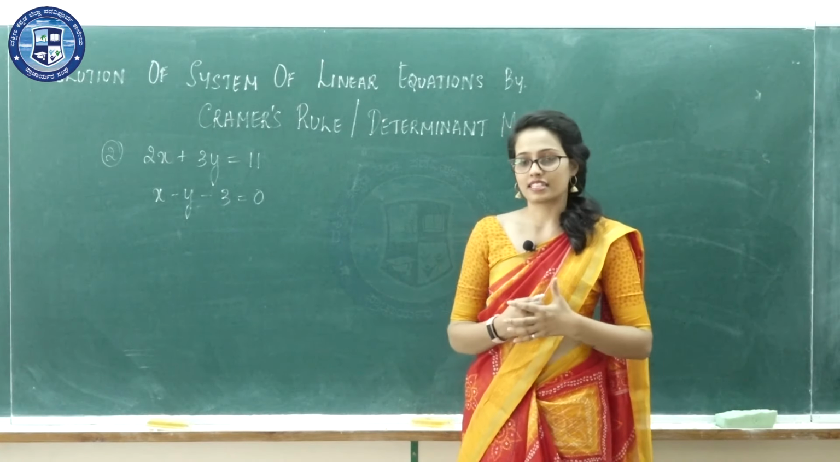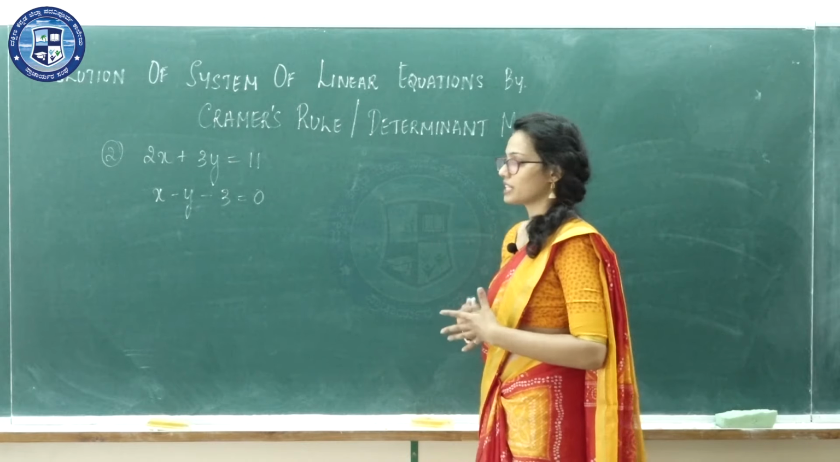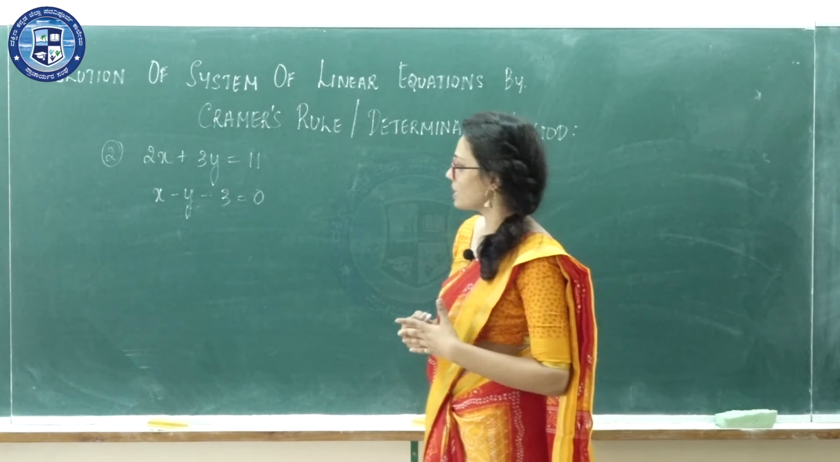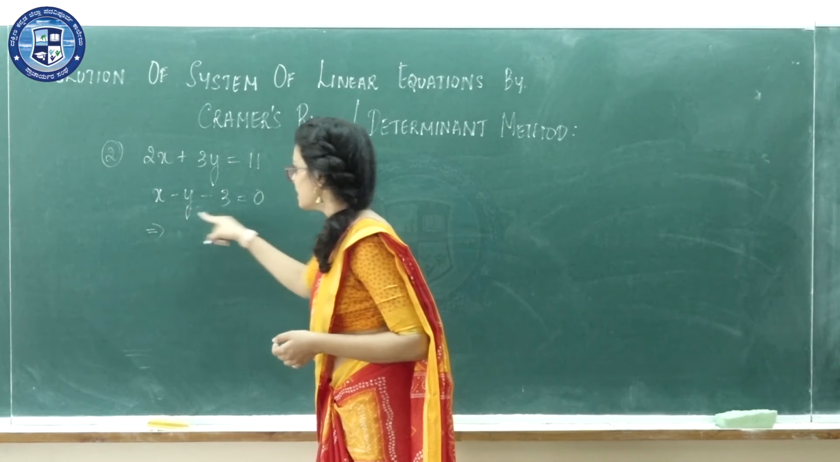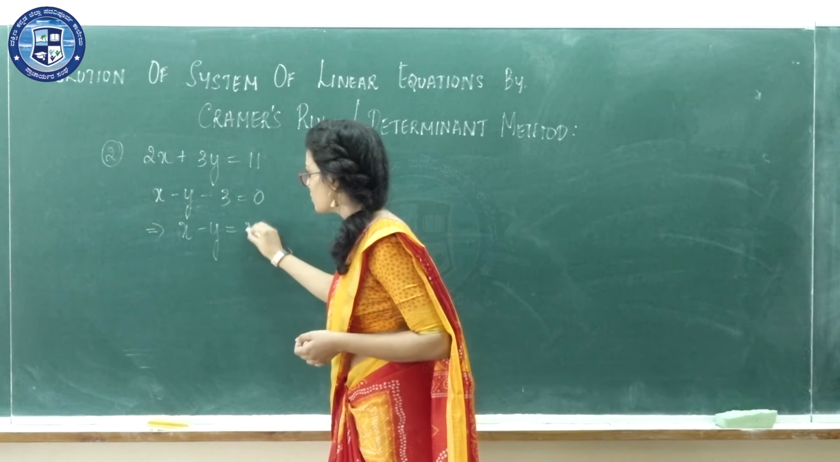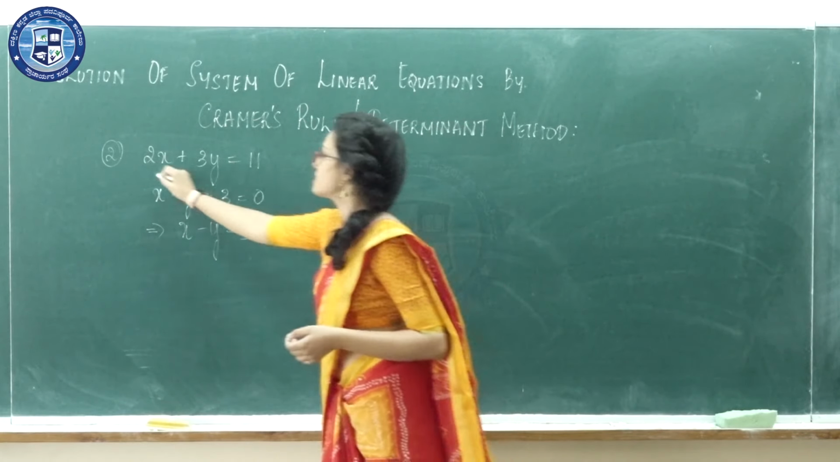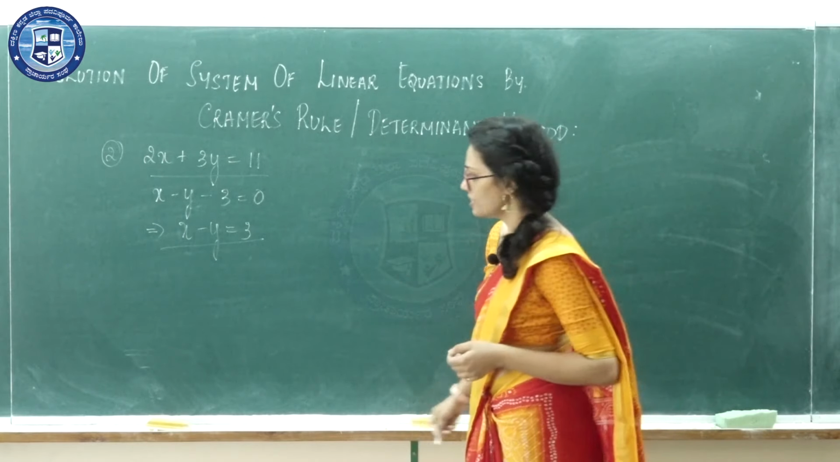Let's take another example. So I have two equations, 2x plus 3y is equal to 11 and x minus y minus 3 is equal to 0. So in the first step, I'll write the second equation as x minus y is equal to 3. Okay, so let's take these two equations and solve the system of linear equations.